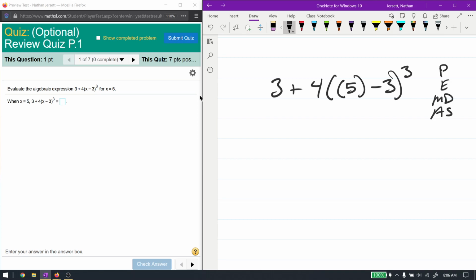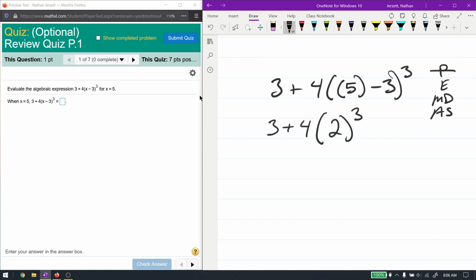Then we follow PEMDAS again. There's no exponents in here, so that's done. There's no multiplication in here, so that's done. Addition and subtraction, there is that. So 5 minus 3, that's the first thing I'm going to do here according to order of operations. 5 minus 3 is 2. And now this is the new expression. Now this parentheses just has a number on the inside of it, so we can call it complete.